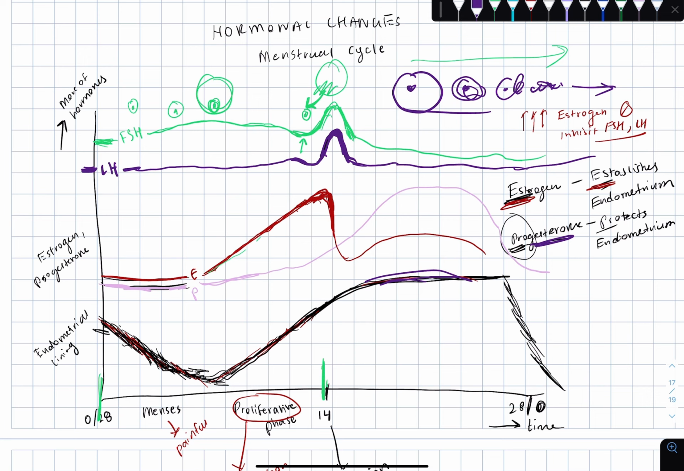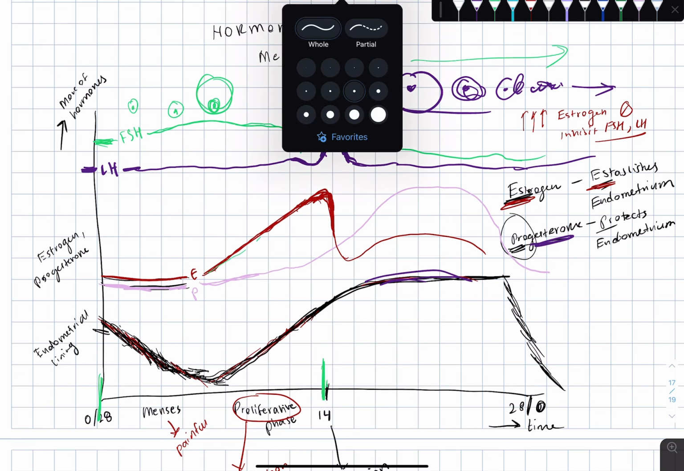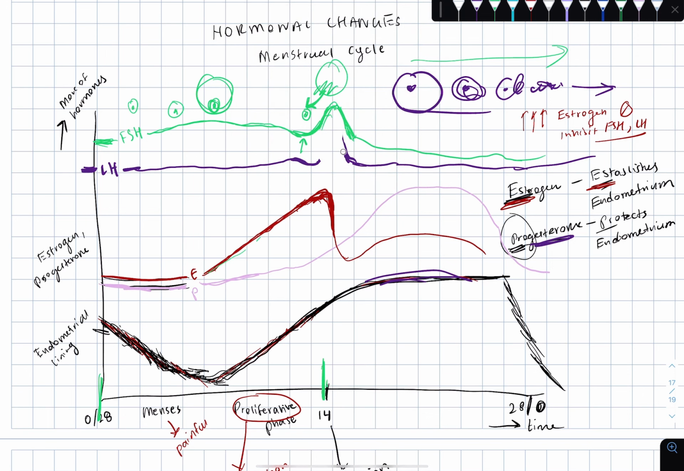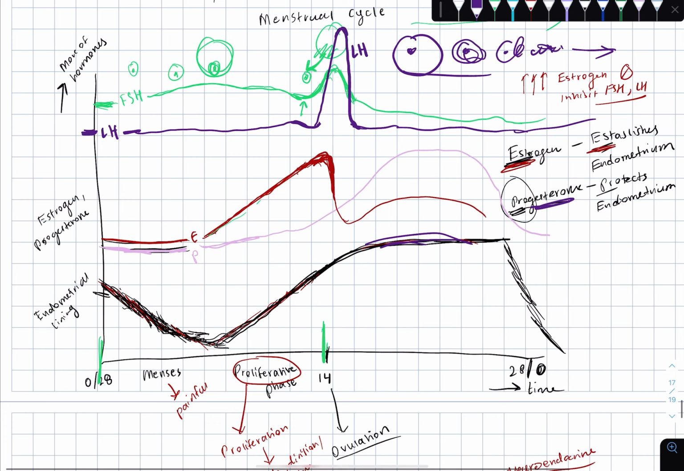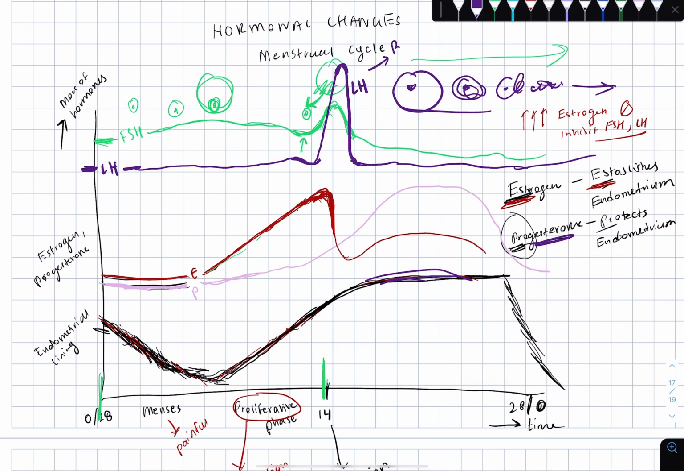So one thing that we need to memorize here regarding ovulation is that LH actually experiences a much bigger surge. LH experiences a much bigger surge than FSH during ovulation. So LH has a bigger increase. And also, the way I drew it here and the way it's drawn in most textbooks is that the LH surge is happening right at 14 days. But in reality, it actually occurs a little bit before. So the LH surge occurs right before ovulation.